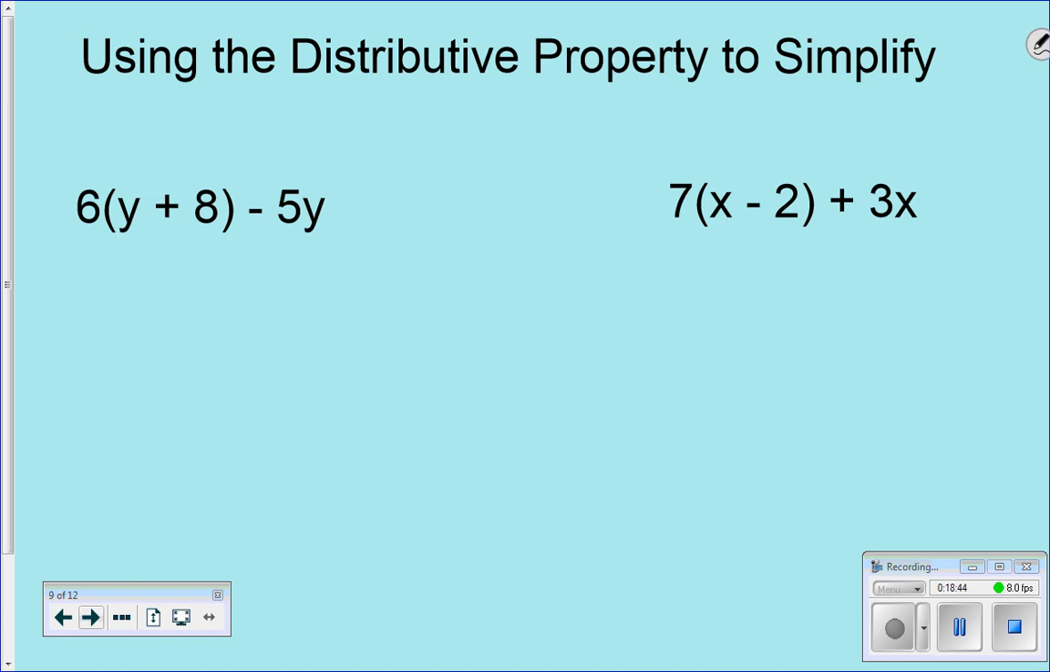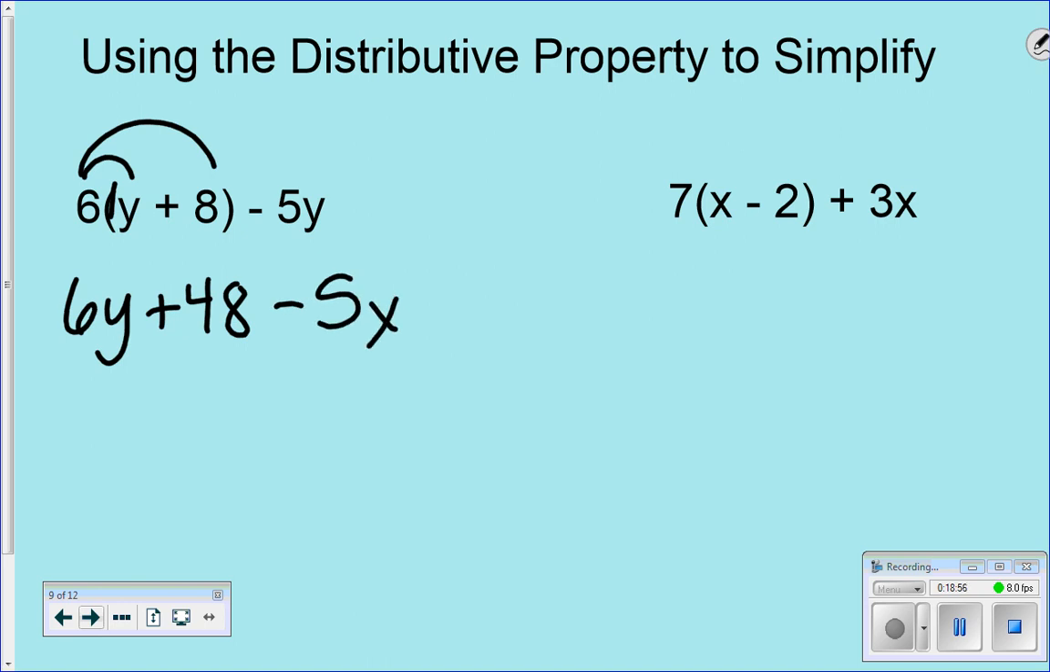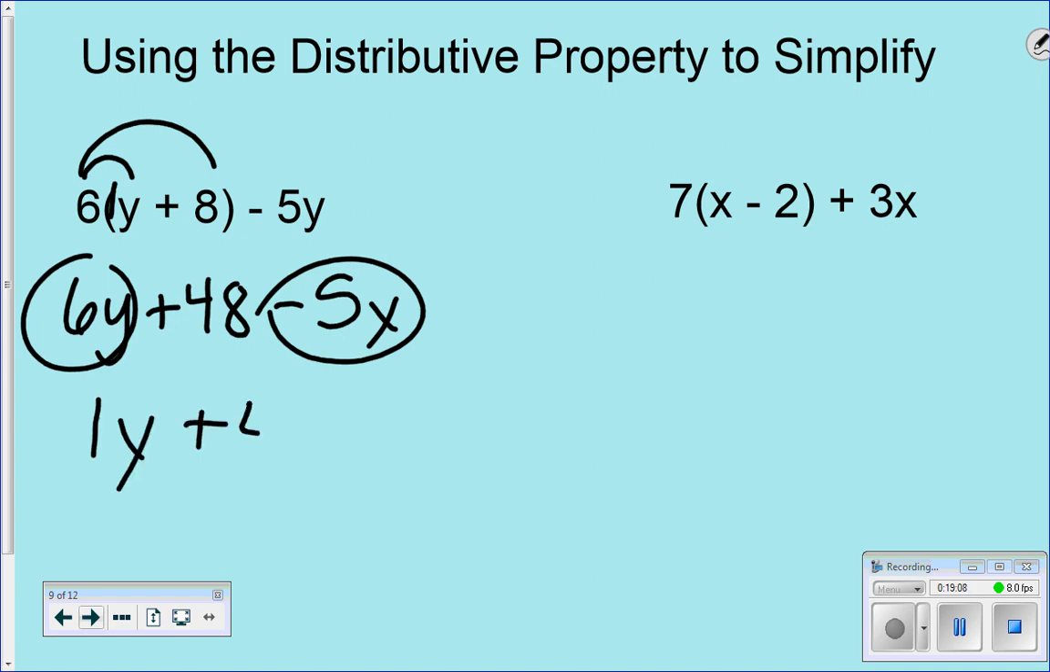Okay, so for example, I have 6 parentheses y plus 8 minus 5y. So first thing I'm going to do is distribute that. So I'm going to get 6y plus 48. And then when I have this done, I'm going to bring down whatever else I did not use. And then I can simplify. So I would be 6y minus 5y, be 1y plus 48.